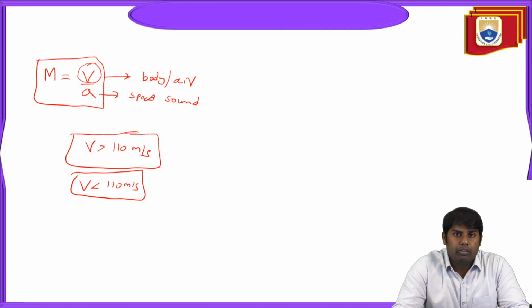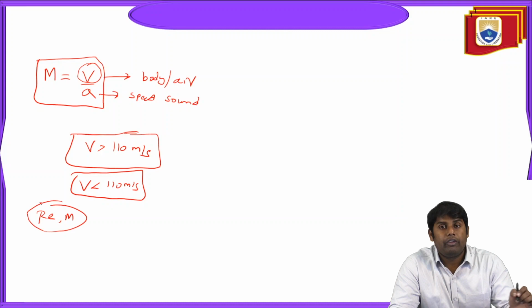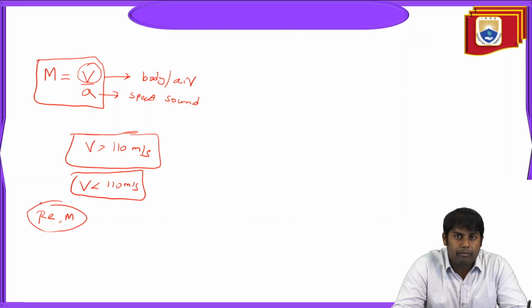So for incompressible flow, we use the Reynolds number as the key parameter to compare the results of different shapes for the numerical and experimental. Whereas for the compressible flow, we need to use both the Reynolds number and the Mach number. We need to see the variation of the Reynolds number and the variation of the Mach number. These things are very important.